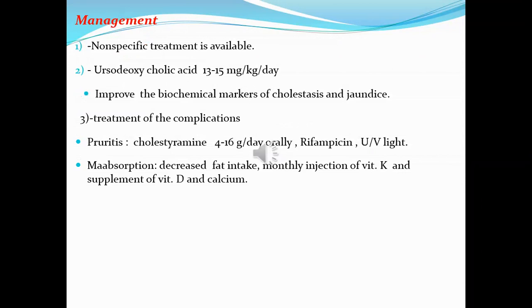How to manage the patient with biliary cirrhosis? No specific treatment is available. Sometimes ursodeoxycholic acid is used, 13 to 15 milligram per kg per day, which may improve malabsorption and obstruction. Treat the complications accordingly, for example pruritus or malabsorption. For pruritus: cholestyramine, 4 to 16 gram per day orally, or rifampicin, or ultraviolet light to decrease the pruritus.